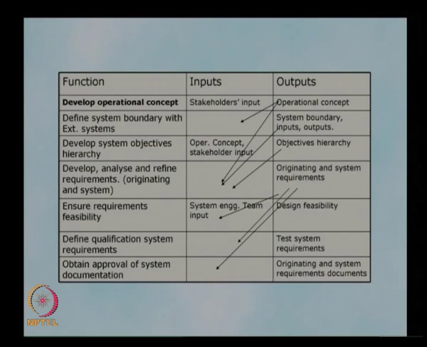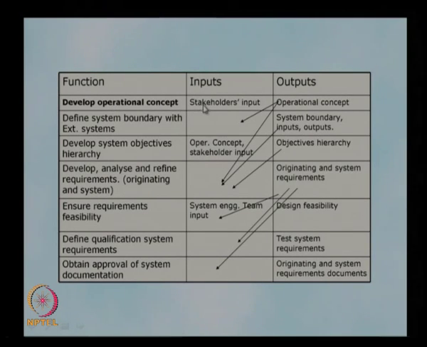So, this chart explains the various stages and the inputs and outputs for each stage in the first function. As you can see here, develop operational concept is the first stage, where we have the stakeholders' input as the major input, and an output from this stage, the operational concept. We develop a very top-level operational concept, very abstract and without much detail. This will be the output from the first stage.